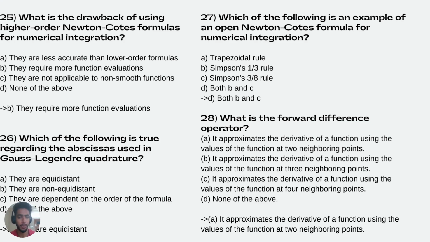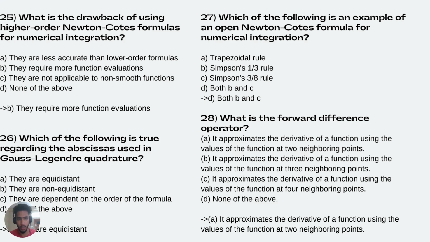Moving on to question number 26, which of the following is true regarding the abscissas used in the Gauss-Legendre quadrature? In the Gauss-Legendre quadrature, the values are located at equal distance. So hence they are equidistant.